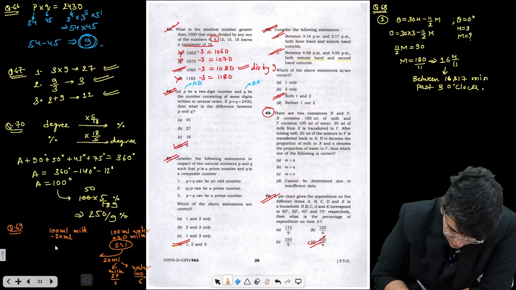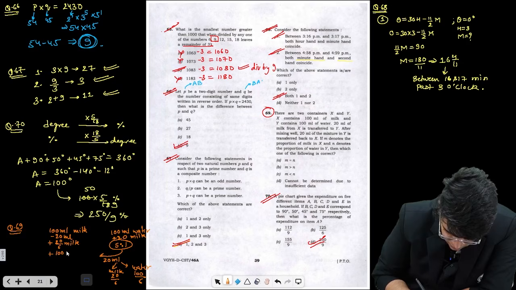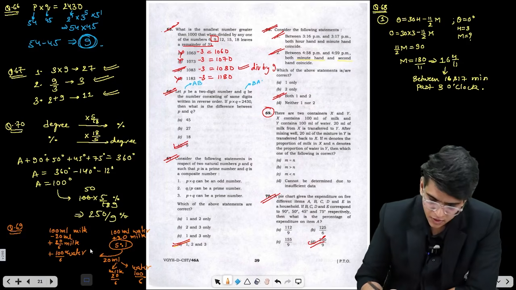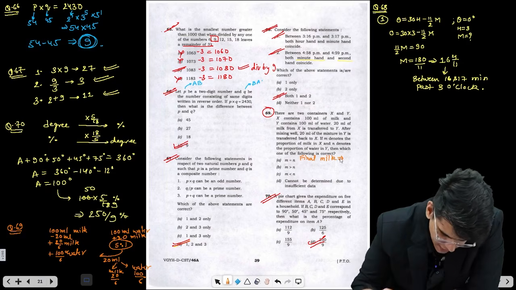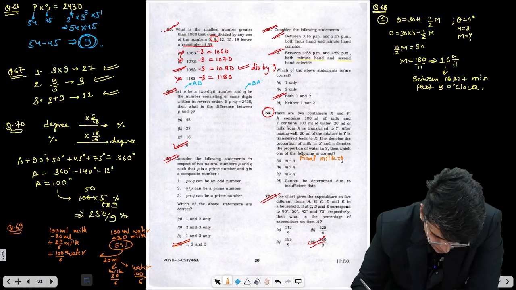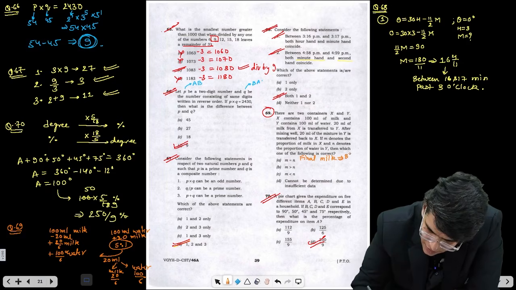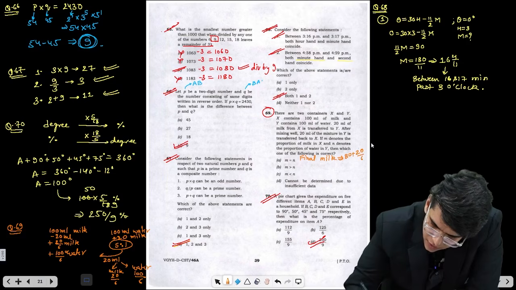And here you need to add 20/6 of milk plus 100/6 of water. Okay. In this case, final milk on the left side is 100 minus 20, 80, plus 20/6. 80 plus 20/6 is nothing but 500/6.